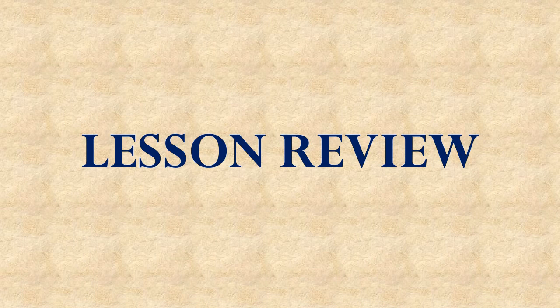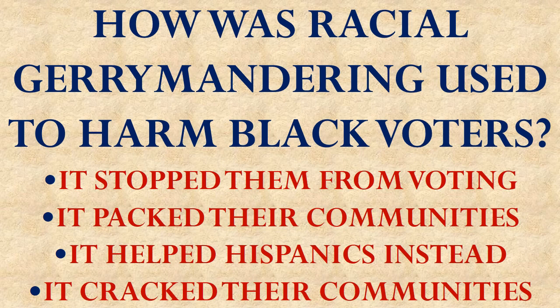So now let's review what we learned in this lesson. How has racial gerrymandering been used to harm black voters? Did it stop them from voting? Did it pack their communities in the sense of packing and cracking? Did it help Hispanics instead of blacks? Or did it crack the black communities? Racial gerrymandering was used to harm black voters initially by cracking their communities. In other words, splitting up their communities so only a few black voters would be in each of the districts, and there'd never be enough black voters together in one place to actually elect a black candidate.